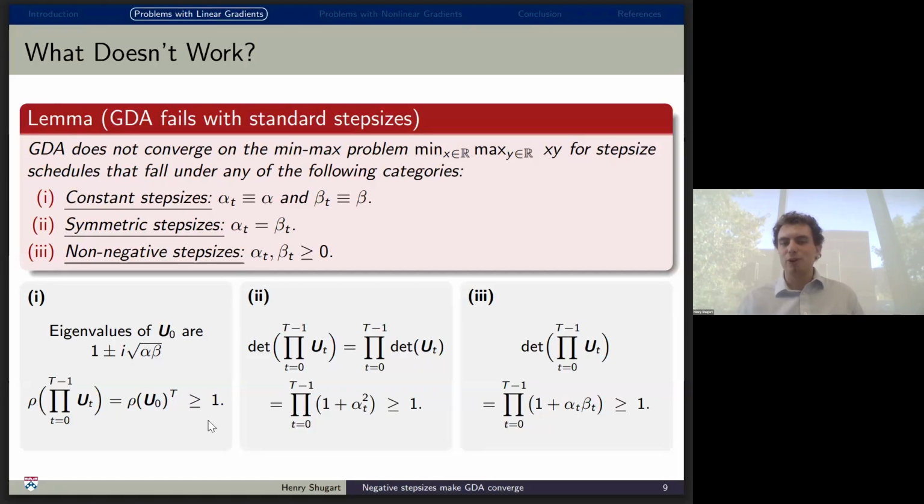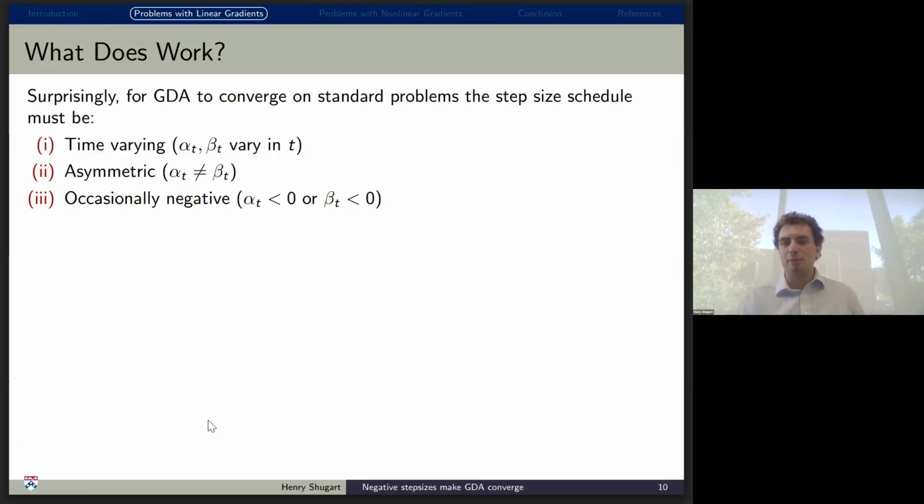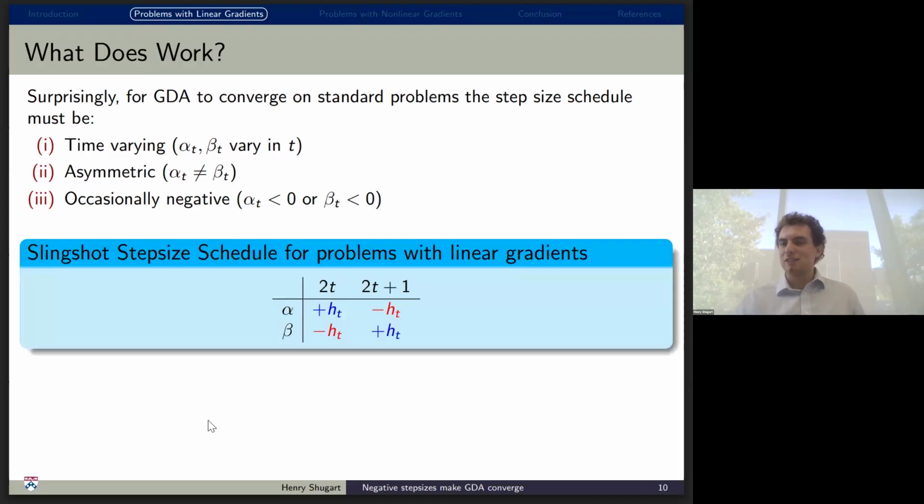And so now I've just shown you that no step size schedule that falls into any of these three categories is going to work. We need to break all three to find a step size schedule that does work. So we're going to need a time varying, asymmetric, and occasionally negative step size schedule. I just showed you that these three things prohibit convergence, but I haven't shown you that breaking these three characteristics will enable convergence, but I hope to convince you of that by analyzing a simple case where we have all three characteristics.